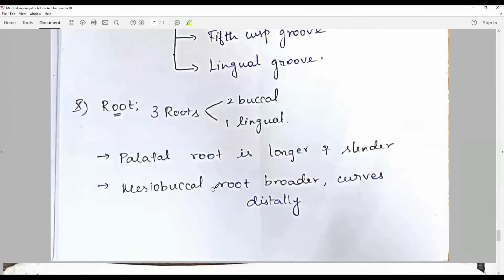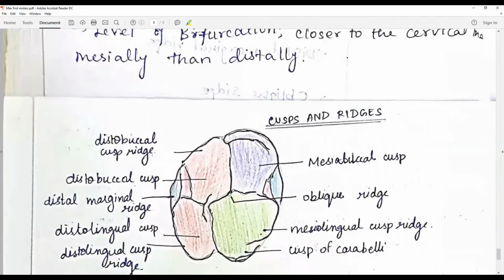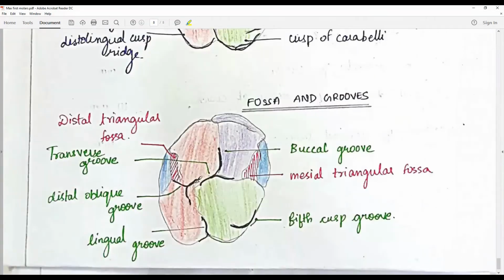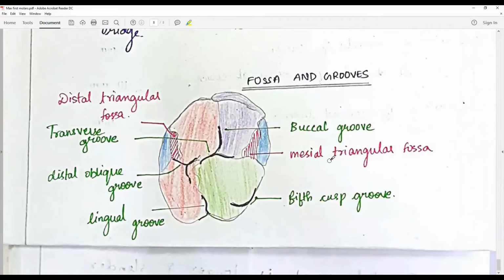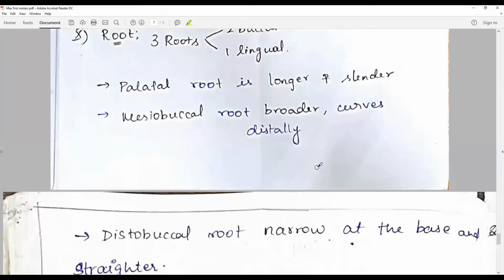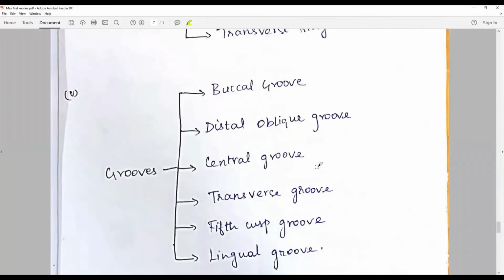groove. Okay, so we need to draw the diagram. Which cusp is the biggest? The biggest is the mesiolingual or mesiopalatal cusp, followed by mesiobuccal, distobuccal, and the smallest is the distolingual. You draw all the fossae and grooves clearly. So you need to have at least 3 occlusal diagrams.